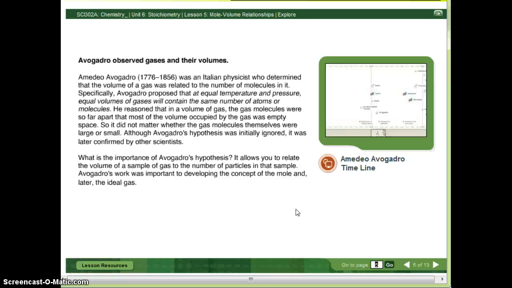So basically what that means is that 1 mole of oxygen takes up the same amount of space as 1 mole of helium. It takes up as much space as 1 mole of hydrogen. So it doesn't matter which gas it is, it takes up the same amount of space if you have a mole of it, as long as you're at the same temperature and pressure. What is the importance of Avogadro's hypothesis? It allows you to relate the volume of a sample of gas to the number of particles in that sample. Avogadro's work was important to developing the concept of the mole and later the ideal gas law.